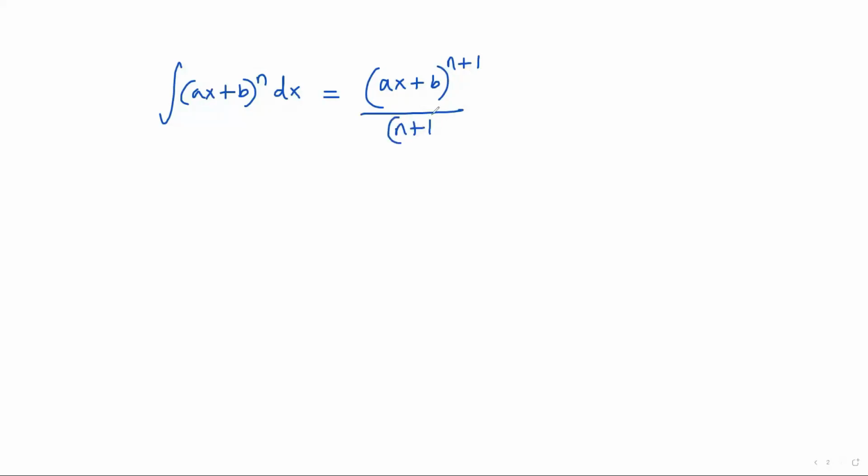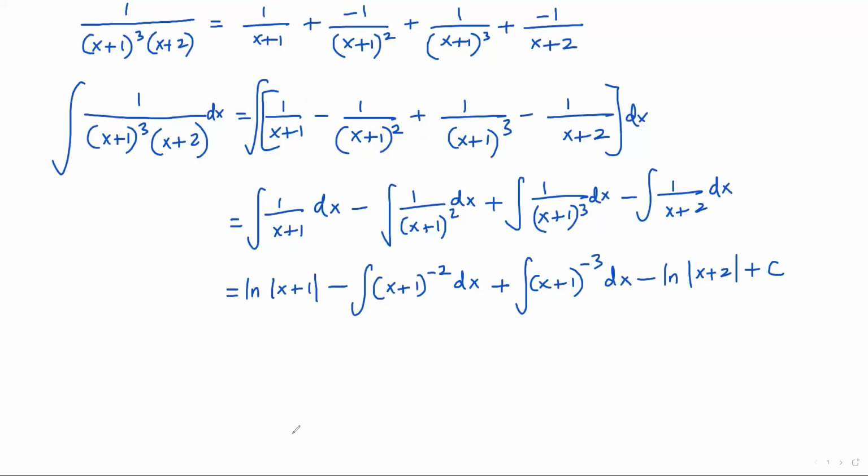Further, I need to multiply this n plus 1 by the coefficient of a, plus c. So the integration of the linear function (ax + b) to the nth power is equal to (ax + b), add 1 to the exponent and divide by n + 1, multiply this n + 1 by the coefficient of x. Let's apply the same idea in our problem.